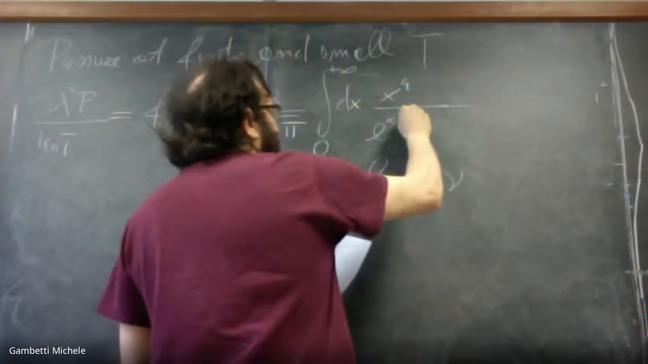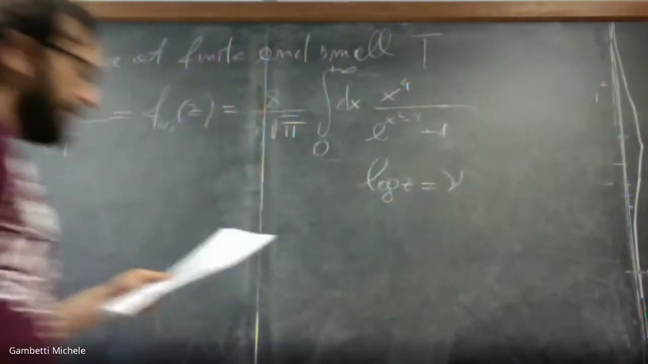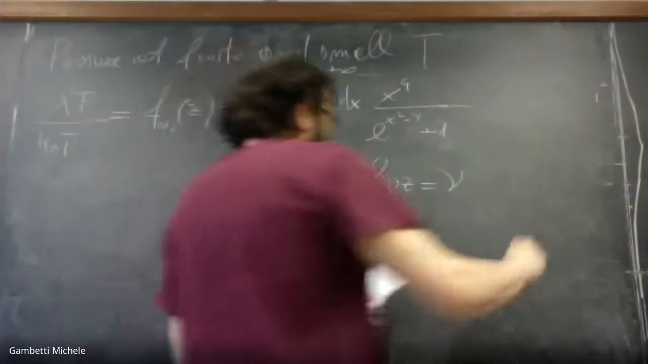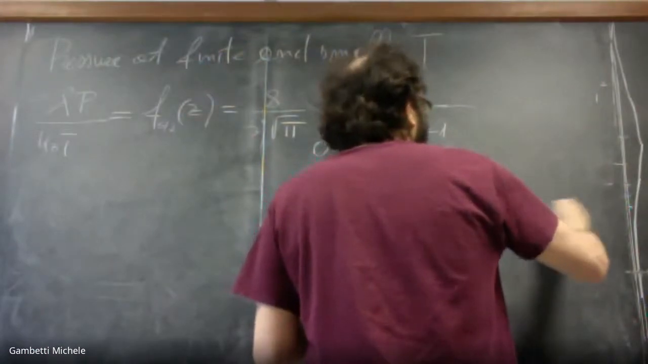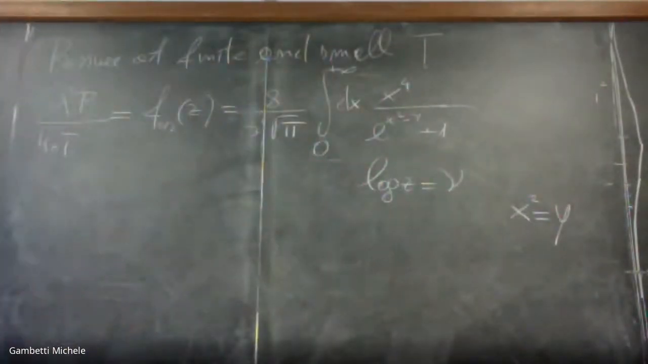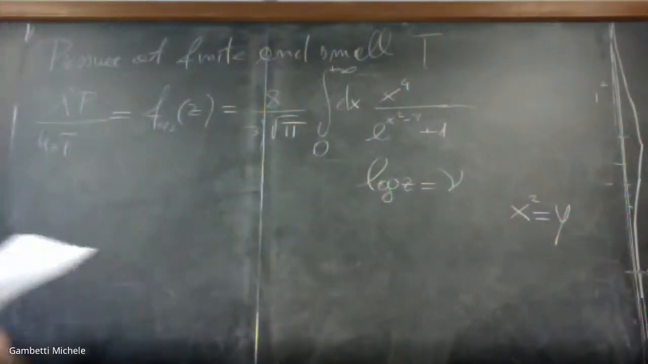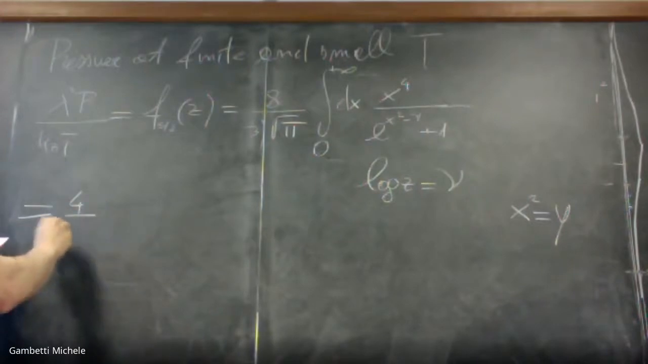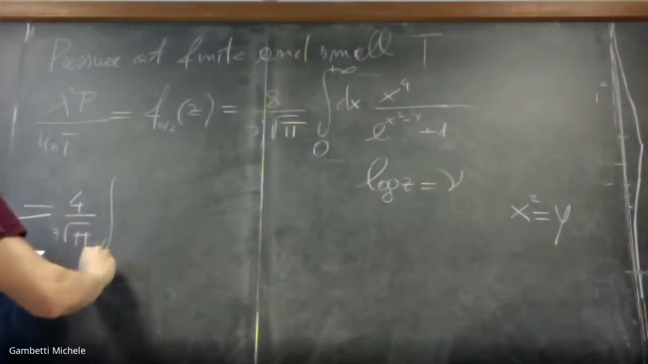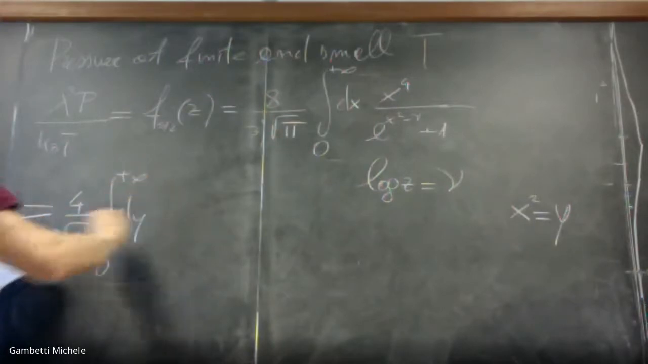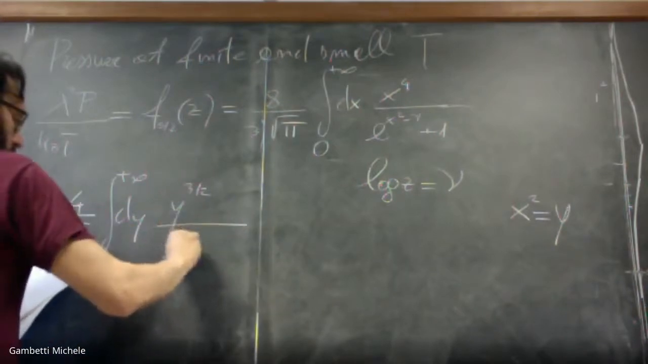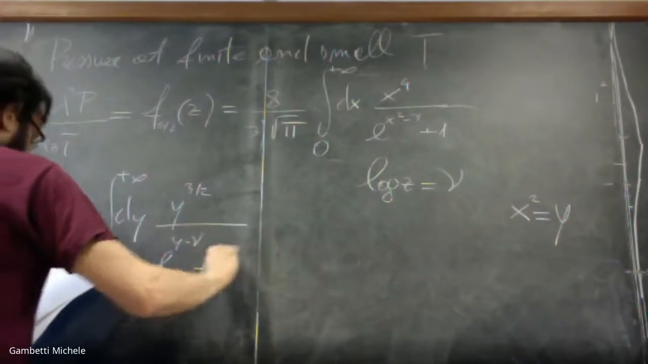So then it is just minus mu plus 1, as in the case of the previous F3/2. Then you introduce a variable x squared, which is equal to y. You change variable, and at the end, you get something like this: 4 divided by 3 square root of pi, integral from 0 to plus infinity of dy y to the power of 3/2, and here you have y minus mu plus 1.